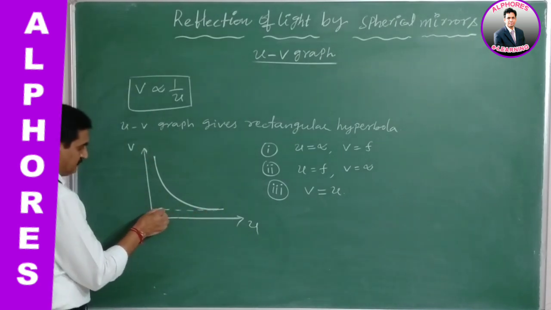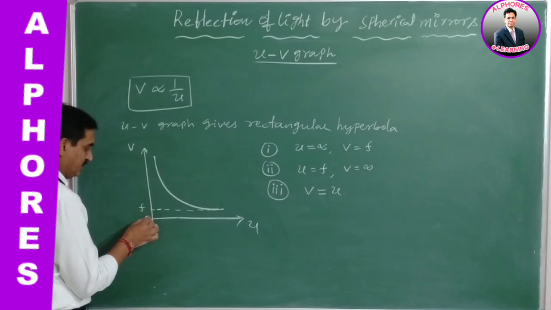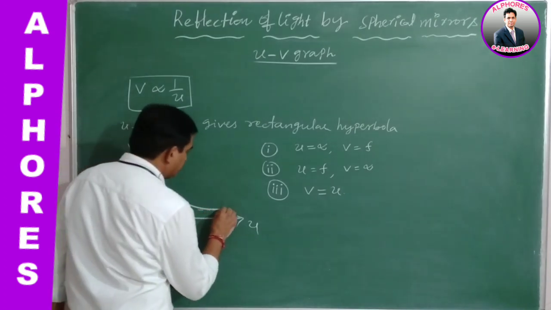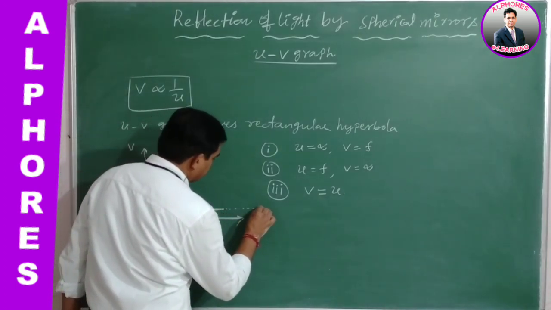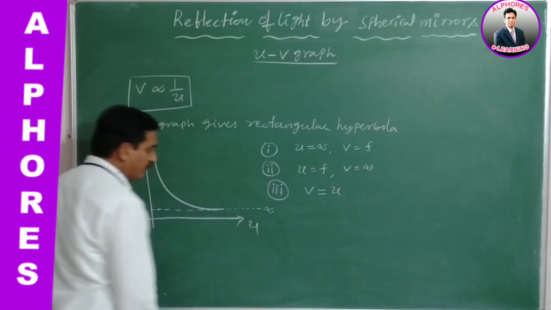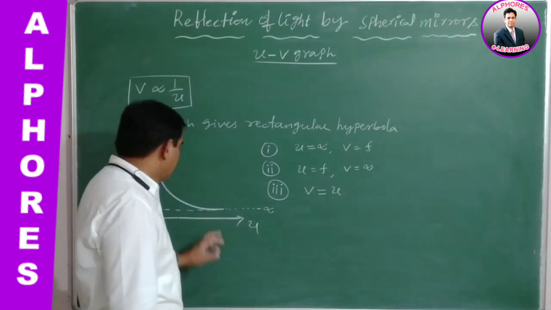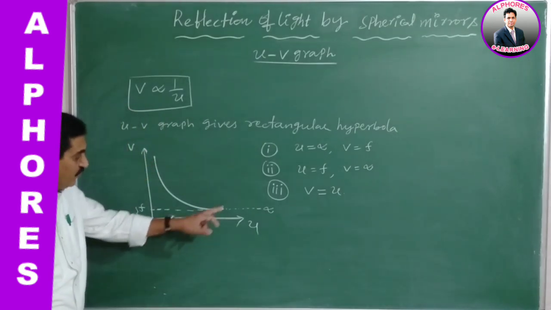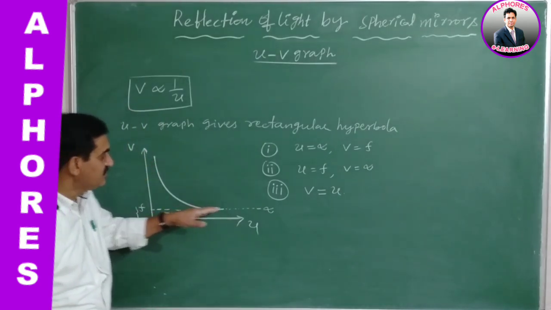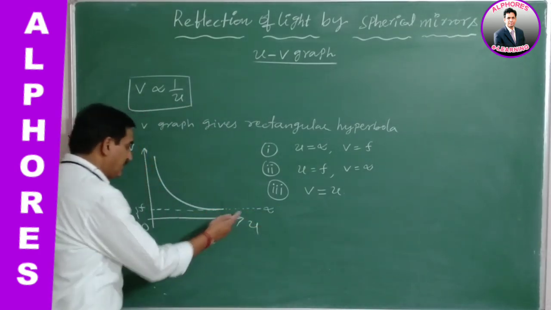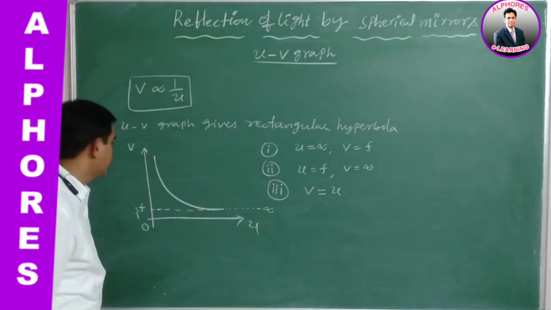So this is image position at focus point. When the image is at the focus point, its corresponding object is where? It is at infinity. Therefore, this end is quite parallel to the x-axis, which means it is going to infinity. Means object is at infinity, corresponding image formed at focus point.